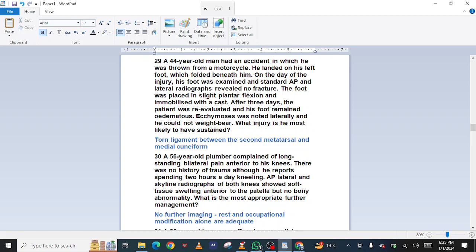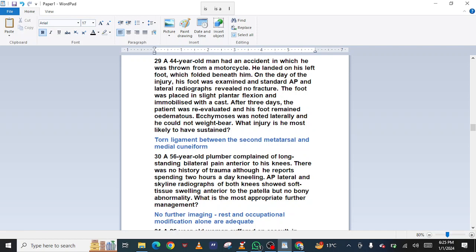After 3 days, the patient was re-evaluated and his foot remained edematous. Ecchymosis was noted laterally and he could not weight bear. What injury is he most likely to have sustained? Torn ligament between the second metatarsal and medial cuneiform. 30. A 56-year-old plumber complained of long-standing bilateral pain anterior to his knees. There was no history of trauma, although he reports spending 2 hours a day kneeling.